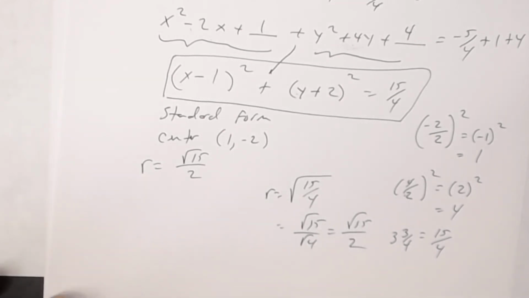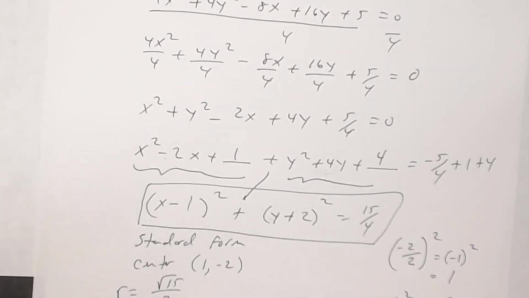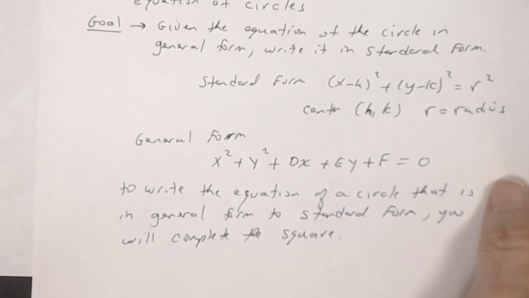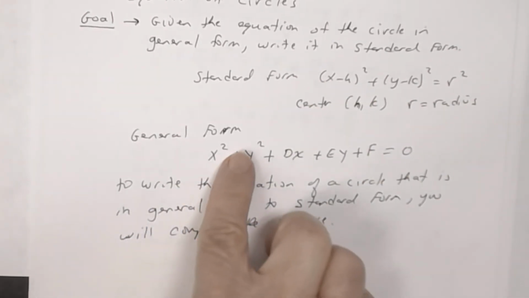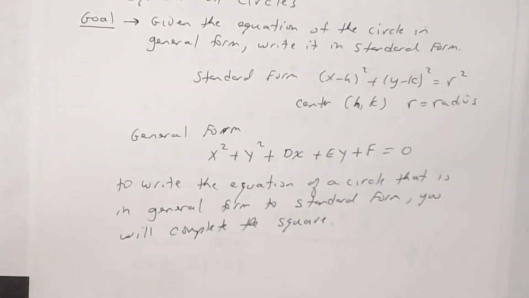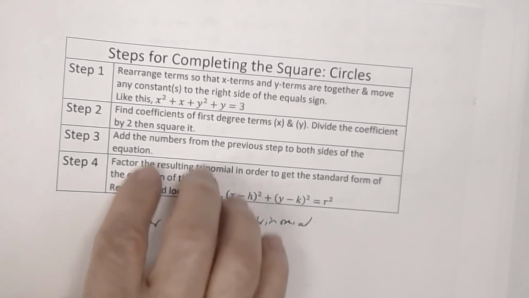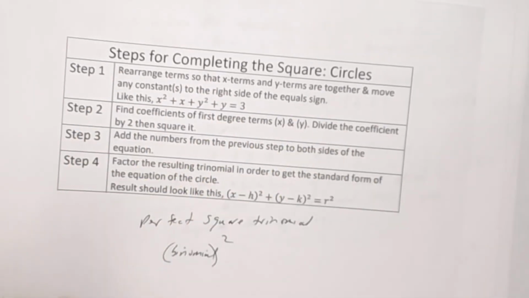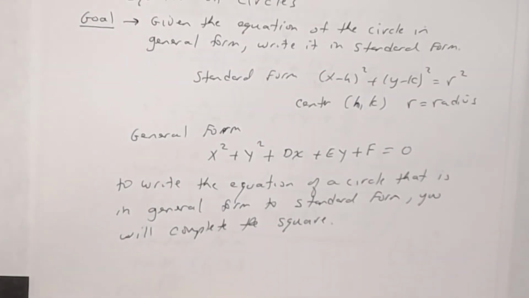All right, so that is the lesson on writing equations of circles, going from general form to standard form. All right, so remember, to do that though, you have to be able to complete the square twice, on the x's and on the y's. All right, so that's going to take care of this lesson.